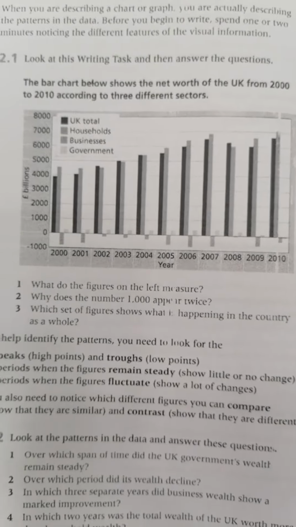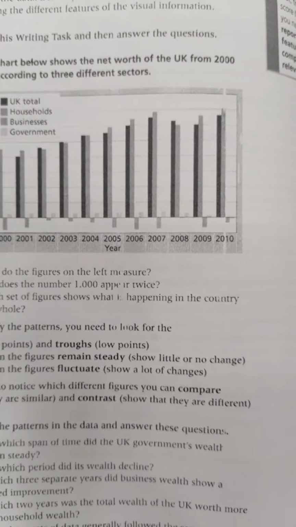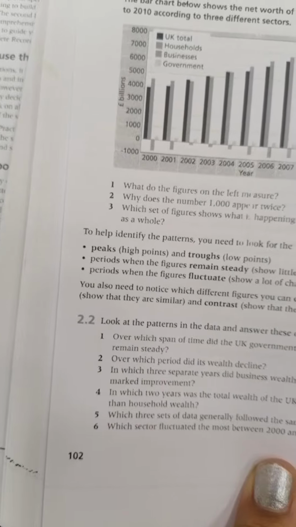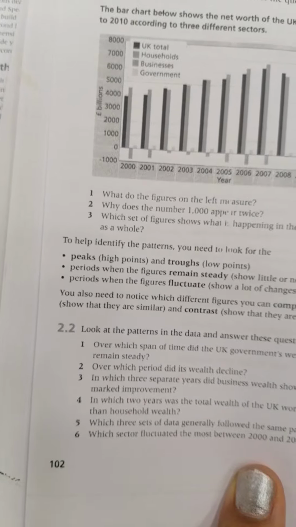What do the figures on the left measure? And yes, they are increasing in UK total, household and business categories. Why does the number 1000 appear twice? So 1000 appears twice, and we can check here.